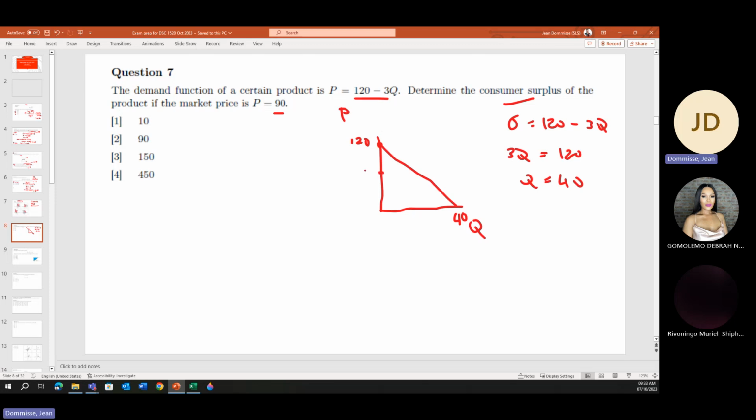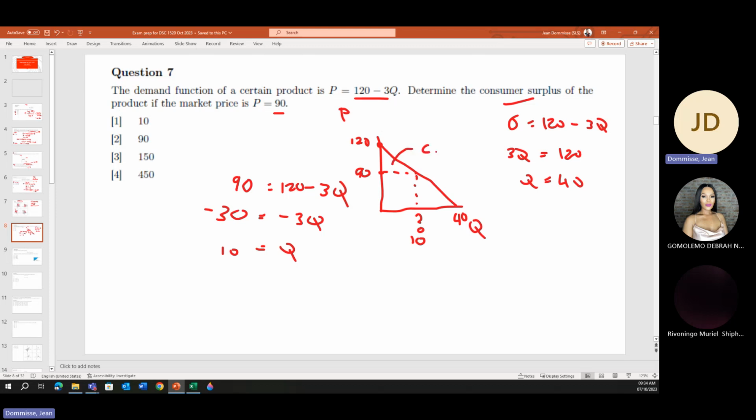Okay, so market price 90. We need to work out what the Q is. So when it's 90, we need to find the value of Q. So we'll take that over: minus 50 is equal to minus 3Q. So Q is equal to 10. So we know Q is equal to 10, and we will need to work out the consumer surplus.